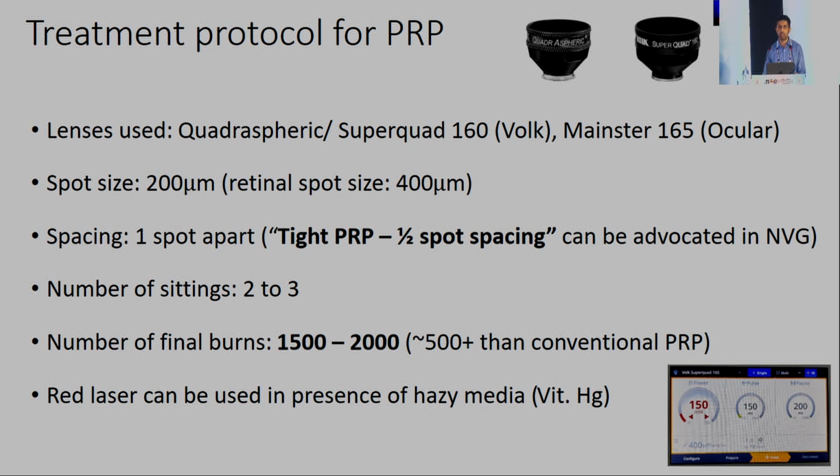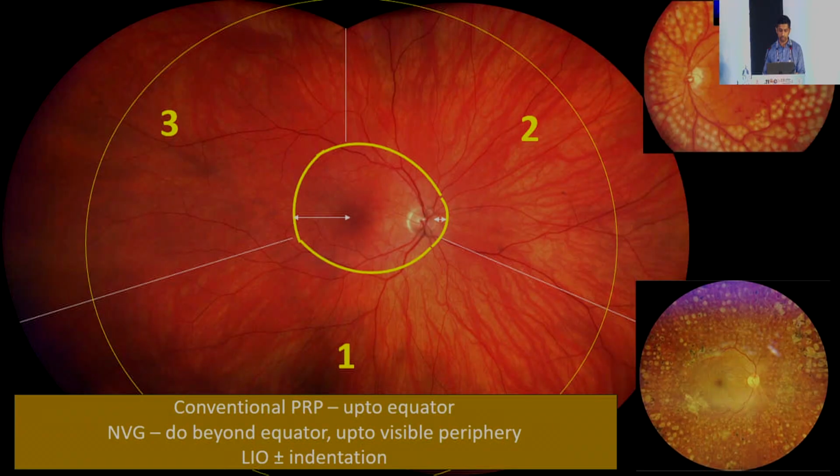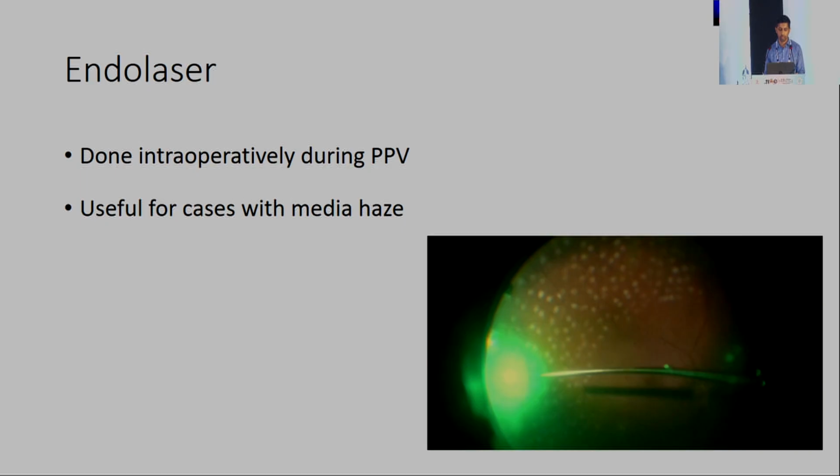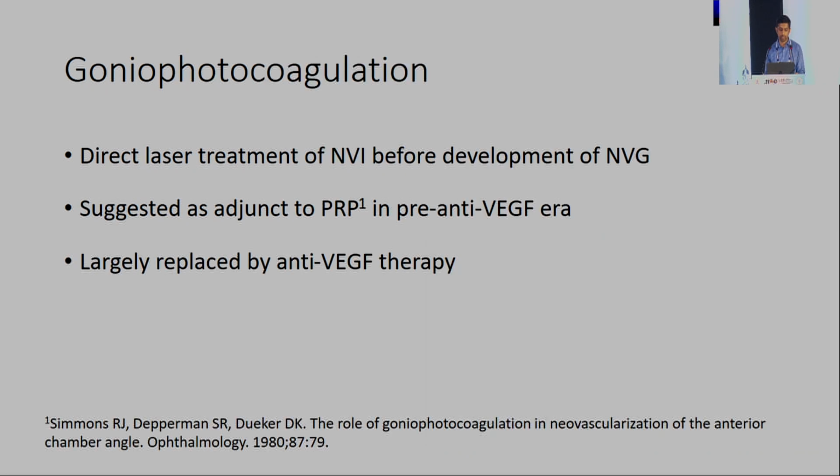Red laser can be used in the presence of hazy media. In conventional PRP, it is up to the equator, but in NVG, to whatever extent we can see the retina, we can do the laser. Sometimes we can also use indentation and do laser using laser indirect ophthalmoscopy. Coming on to endolaser, it is used intraoperatively during PPV. It is useful for cases with media haze like vitreous hemorrhage.